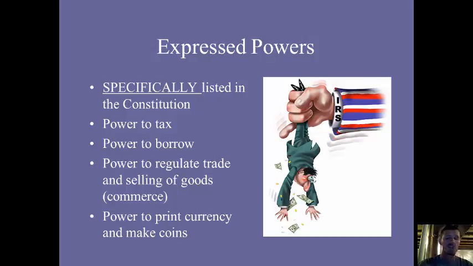And they also have the power to print money, print currency. States no longer print money. That was an issue with the Articles of Confederation. Under the Articles, Congress also had the power to print currency, but the states had that power as well. Under the Constitution, it's only Congress. It's only the federal government. States cannot print money for their individual state.